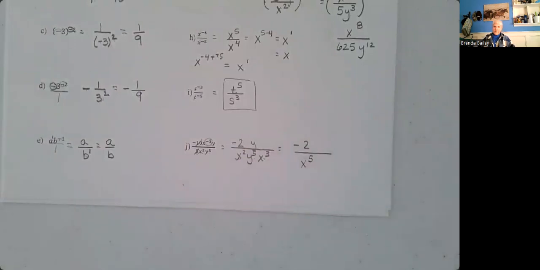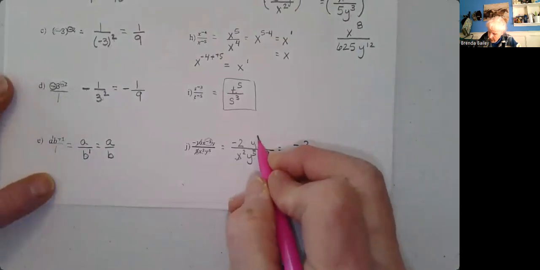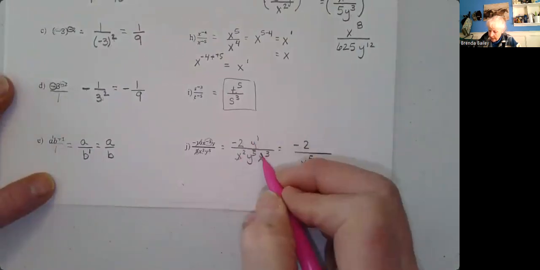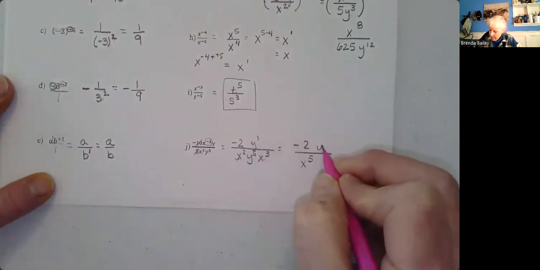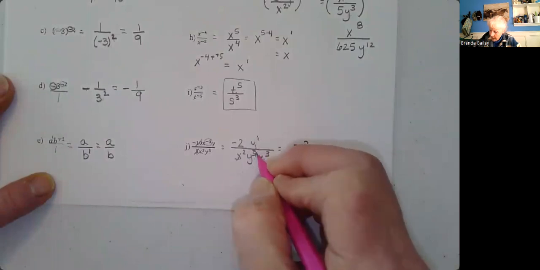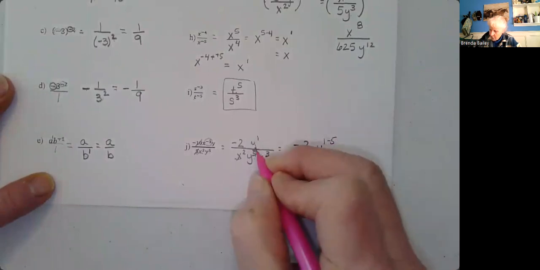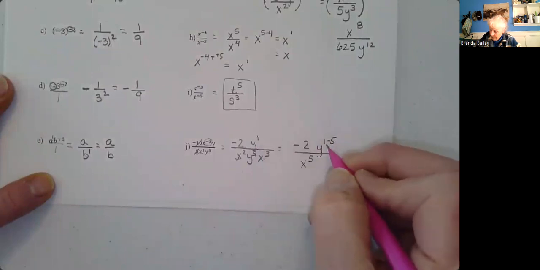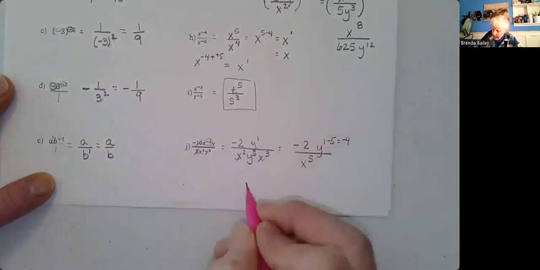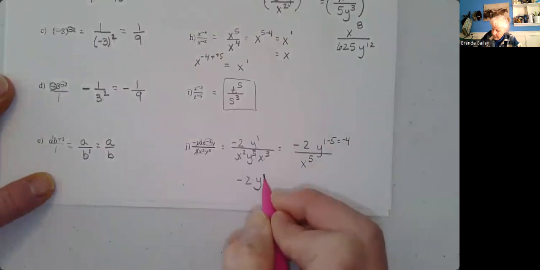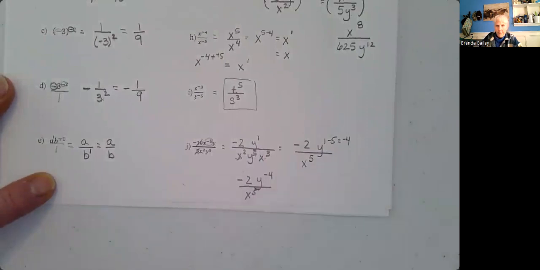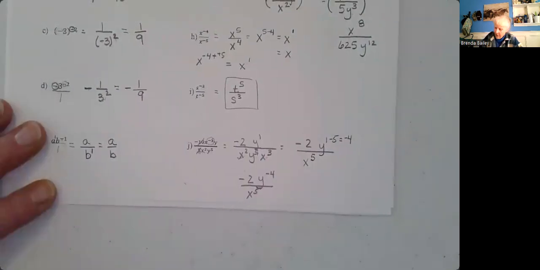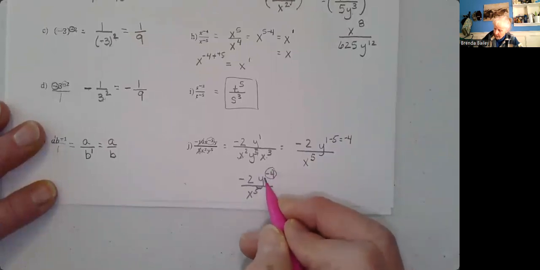Now, the y's. All right, this brings us to a point. Whenever the quotient rule says to take the numerator minus the denominator, you could write y 1 minus 5. Just go ahead and subtract them, and you get a -4. So we have a -2, y to the -4 over x to the 5th. I subtracted the exponents, 1 minus -5. This negative, though, you'll have to bring it down.